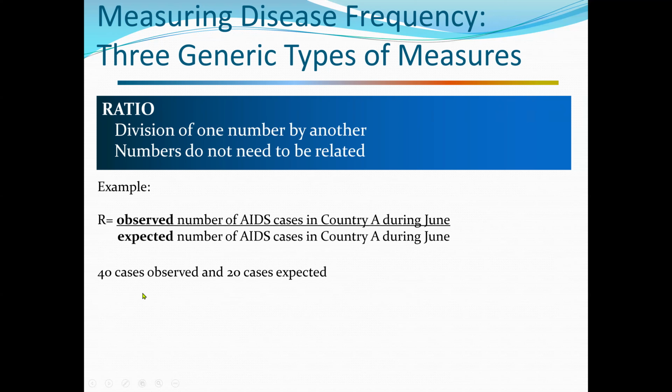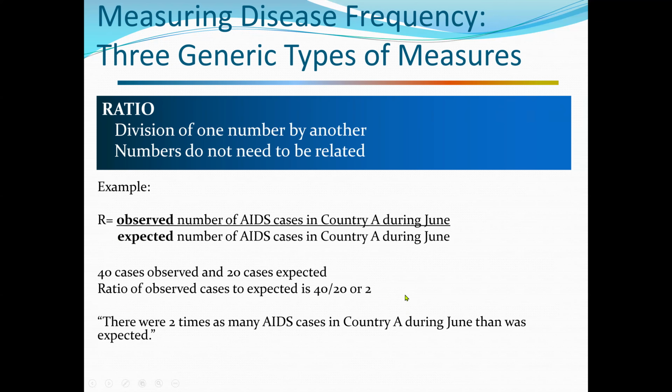So we have 40 cases observed and 20 cases expected, which means we have almost 2-to-1, double. So the ratio of observed cases to expected is 40 by 20, which is 2-to-1 or 2. And this is not good because we are expecting fewer than what we observe. There were 2 times as many AIDS cases in country A during June than what was expected.